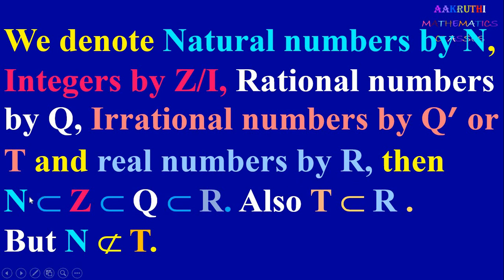Now we know that N is a subset of Z, that is, all natural numbers are integers, all integers are rational numbers, all rational numbers are real numbers. So N is a subset of Z, Z is a subset of Q, Q is also a subset of R. Also T is a subset of R, that is irrational numbers. Rational numbers and irrational numbers together are called real numbers. So here irrational numbers are a subset of real numbers. But important, natural numbers are not a subset of irrational numbers. Natural numbers are not irrational numbers. Irrational numbers means they are of the form root 2, root 3. All these are irrational numbers. But natural numbers are not irrational numbers.